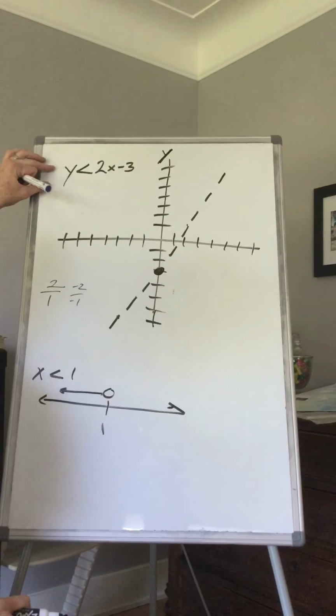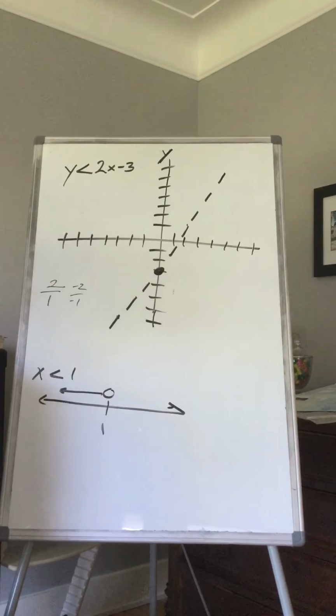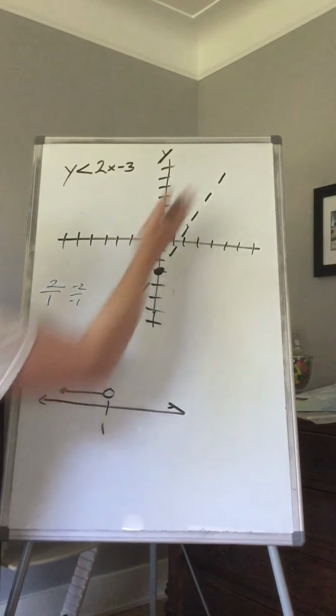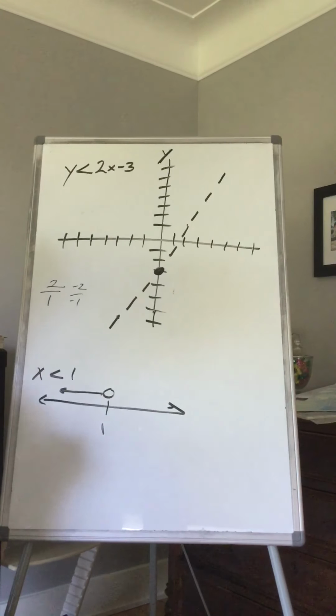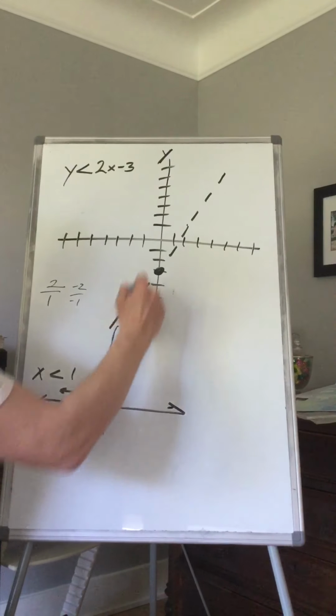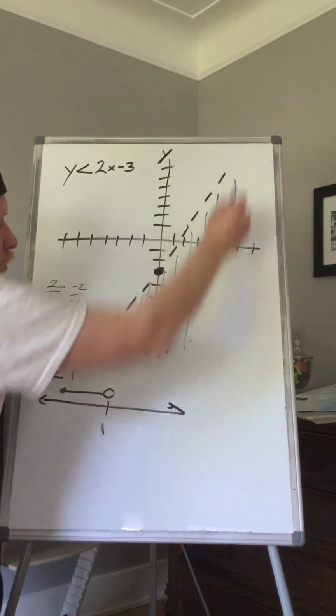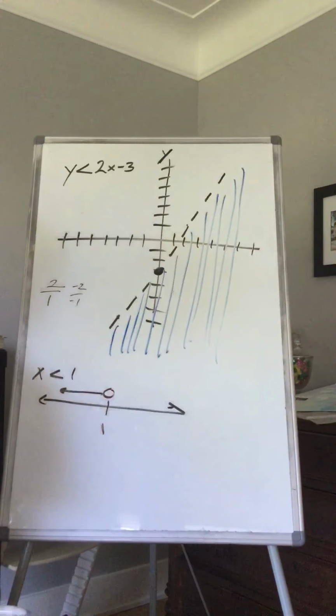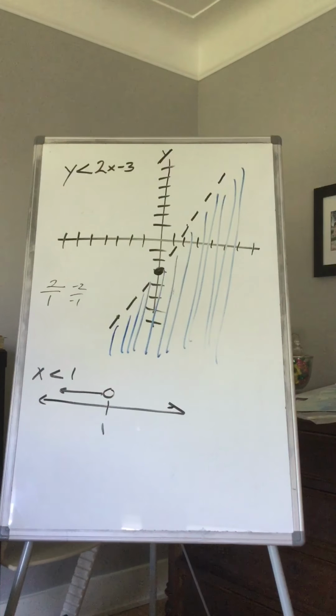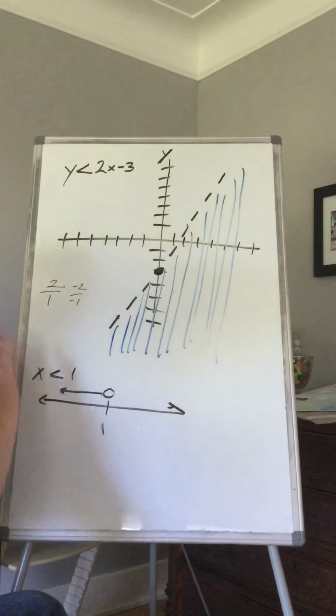And now you think, okay, this is my y value. The y values are less than 2x minus 3. And we've established that this line represents 2x minus 3. So every possible answer is everything below it. You don't need to go crazy and fill it in completely, but enough where I could see that this is the correct answer.